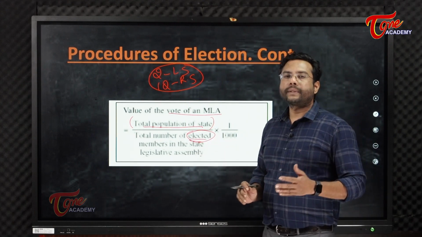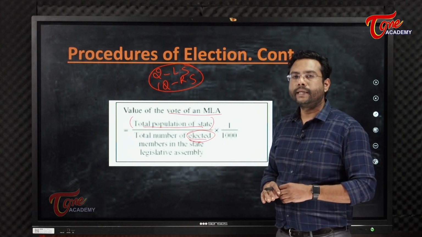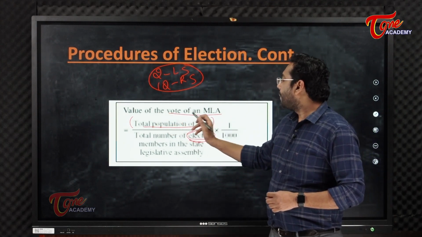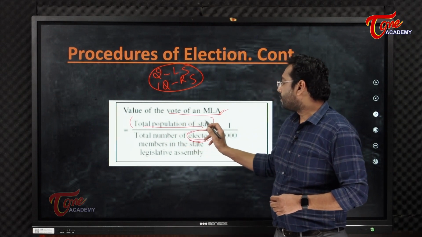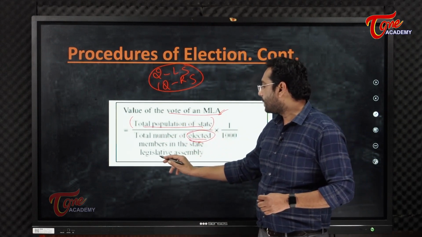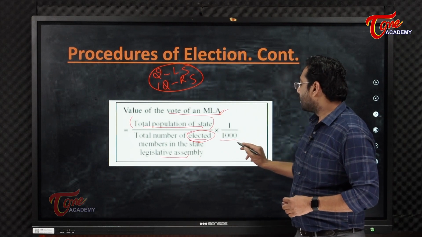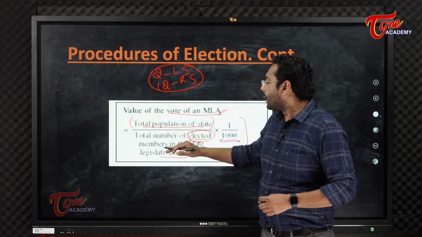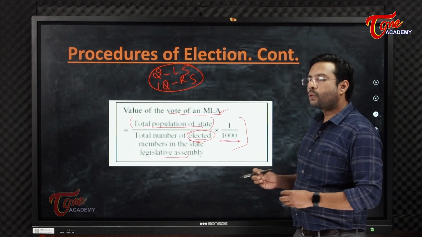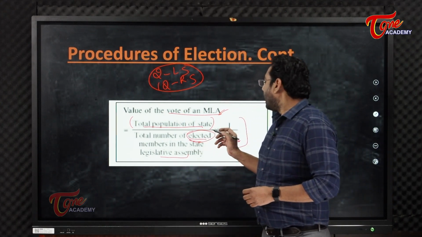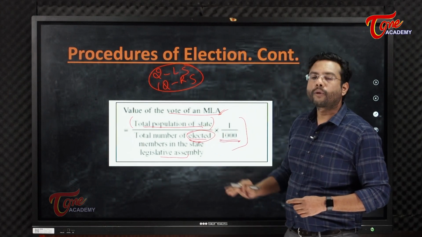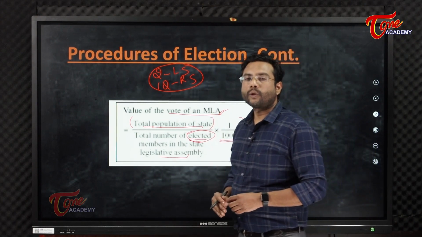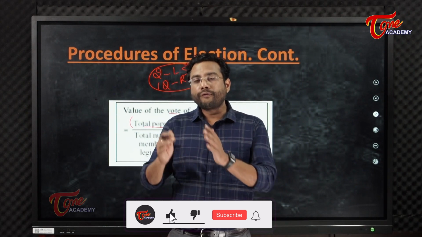So, to have equal representation, uniformity, equality and parity, we come to this value of MLAs. The value of an MLA is calculated this way: total population of the state divided by the total number of elected members in the legislative assembly, into 1 by 1000. This is because the population is in lakhs and the total number of MLAs will be in hundreds. To have parity, we add this 1000 to the denominator. So, this is the formula by which we calculate the value of an MLA. Again, this value of an MLA is also important to calculate the value of the MPs.